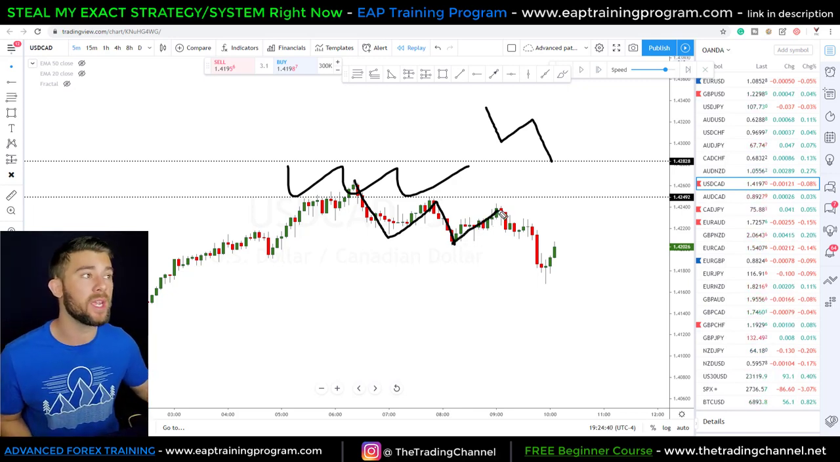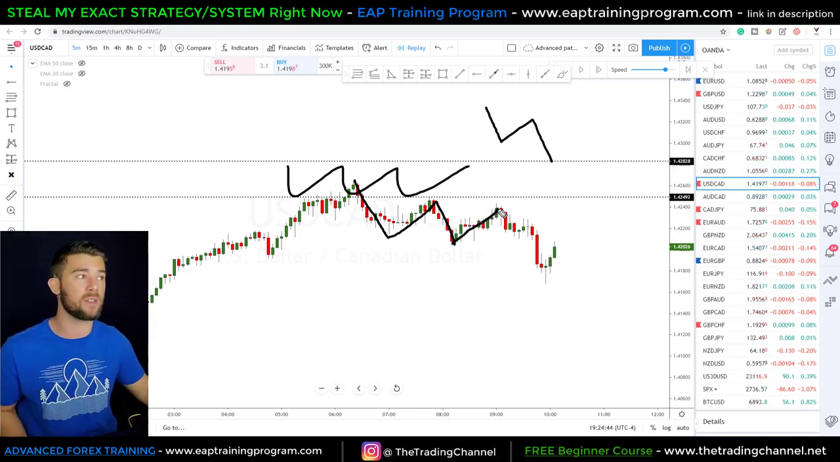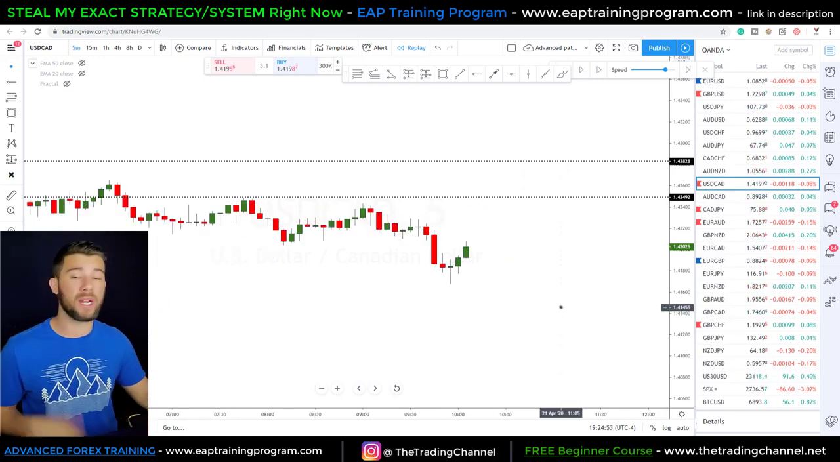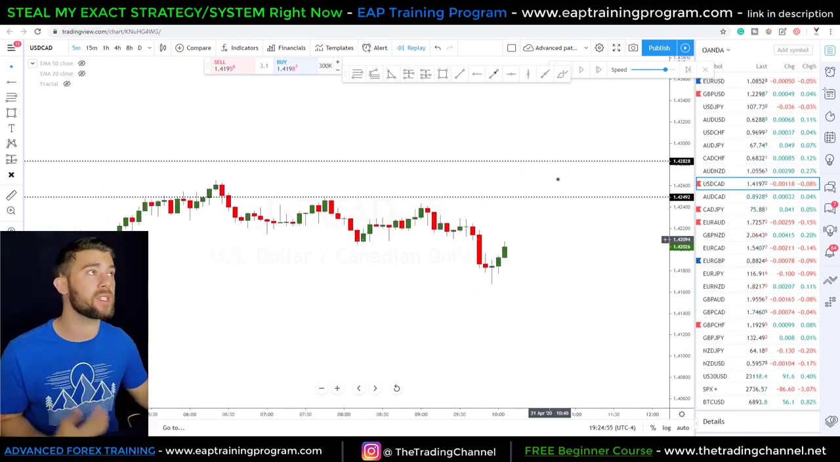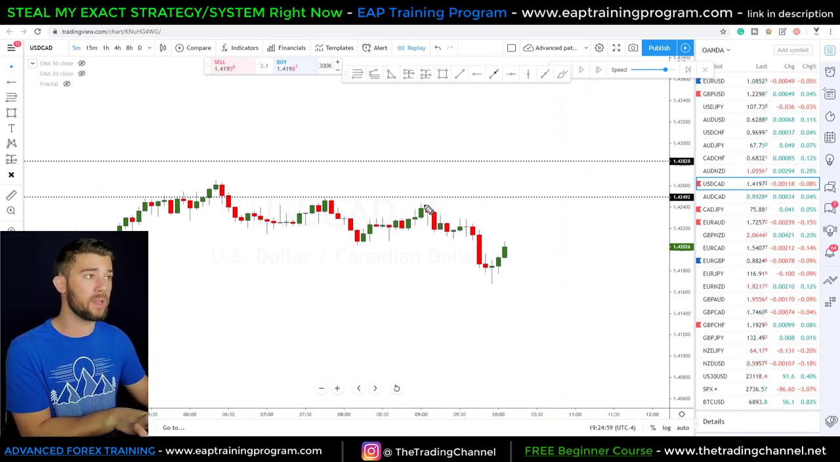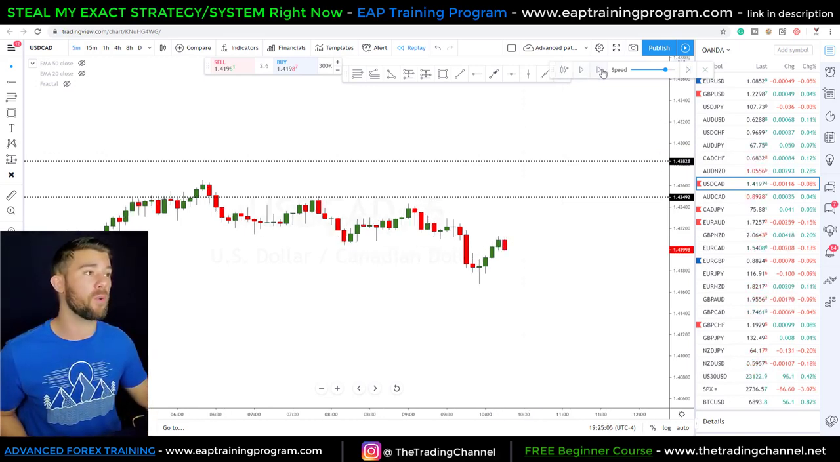So we pushed up again. I got no entry in this area. I got no reason to actually enter the market. We broke support again, and this is when I started looking for sell trades. After we broke this support one more time, like so, I started looking for possible selling opportunities, and we'll push the market forward.